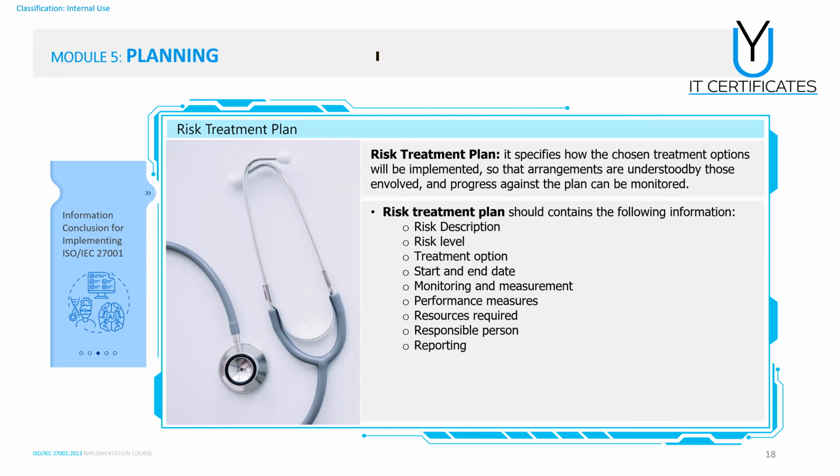And it may be a treatment plan. Some of them will say mitigate, some others will say transfer, some others accept, and so on. And these are the components which should be in the risk treatment plan. You have the risk description, risk level, treatment option, the start and end date of implementing the control, monitoring and measurement, performance measures, resources required, who will be the responsible person, the control activities reporting, to whom it should be reported, and so on. These are the components which can appear in the treatment plan.